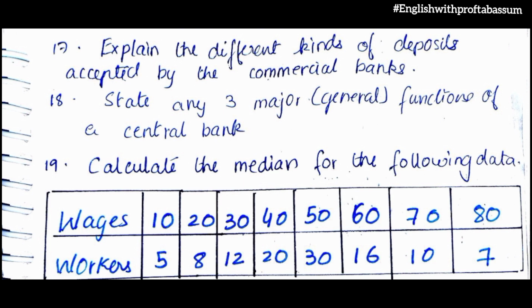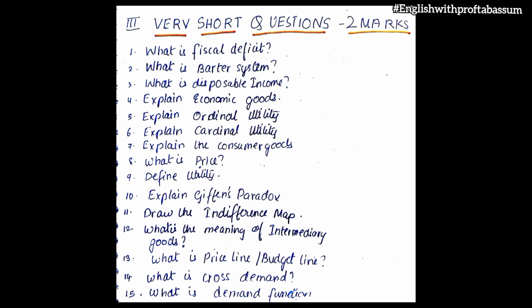Calculate the median for the following data. So they can give you any data, but it would be median. So wages, workers: wages 10, 20, 30, 40, 50, 60, 70, 80; workers 5, 8, 12, 20, 30, 16, 10, 7. So if you just learn the way to calculate the median, then any data is given, then you can do it. Bit number 3, very short questions for 2 marks each.